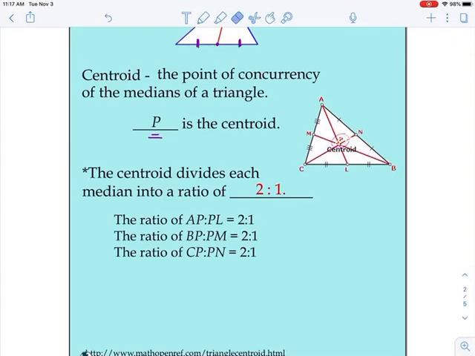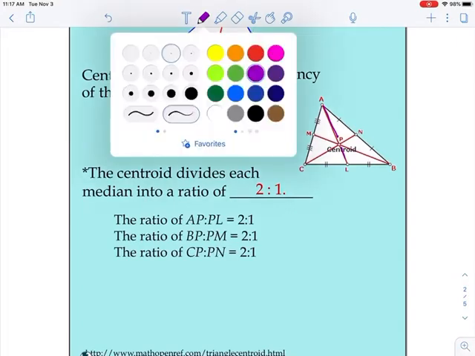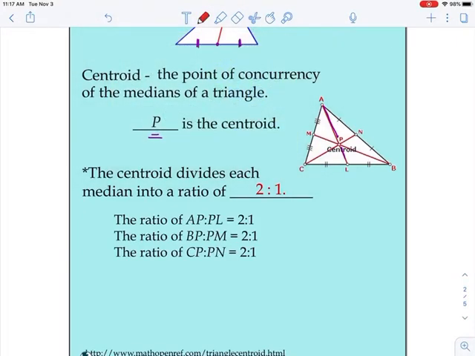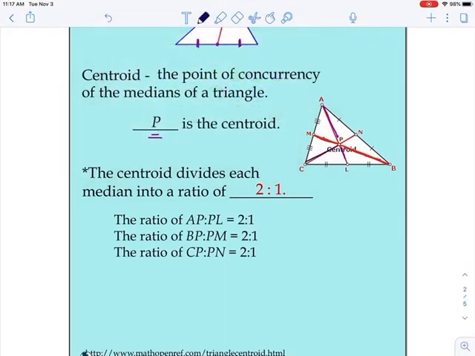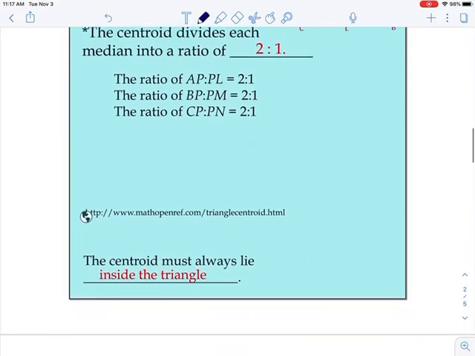With relation to this picture, the ratio of AP to PL, the ratio of here to here, is going to be 2:1. The ratio of BP to PM is 2:1. So the longer side is going to be twice as long as the shorter side. And from CP to CN, CP is going to be 2 times as long as PN.